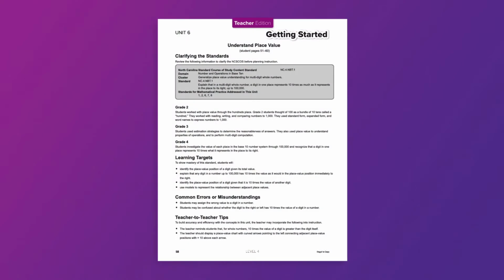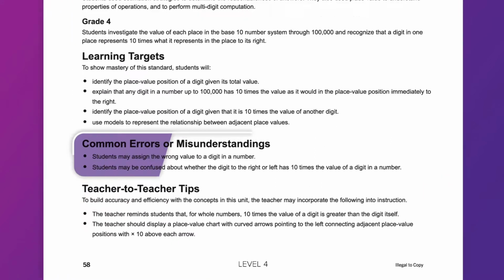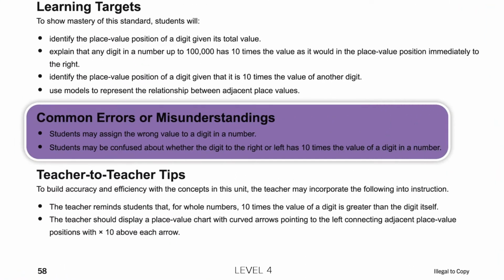All writers from ThinkUp Math are former educators with years of experience in the classroom, and we want to pass our knowledge on to you. In the Teacher Edition, we provide you with common errors and misunderstandings that students often make while trying to master the standard. In math, we know that mistakes will happen, and those are great opportunities for students to grow and learn. We just want to give you a heads up on what to look out for so that you'll be ready to turn that student mistake around into an opportunity.